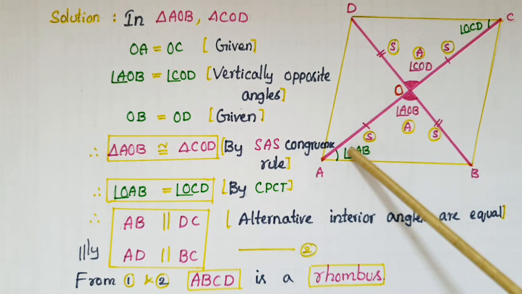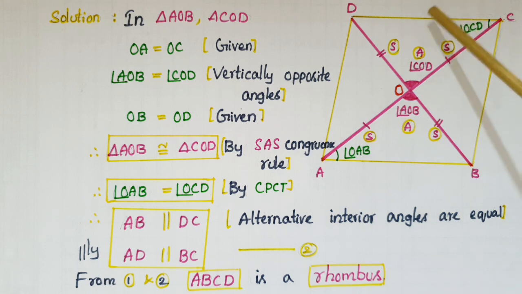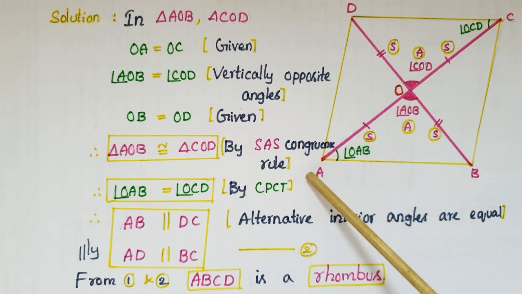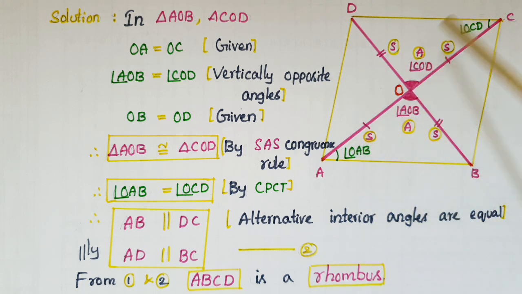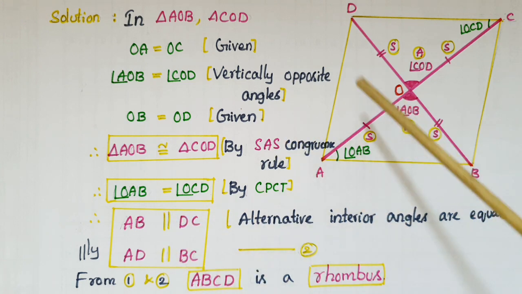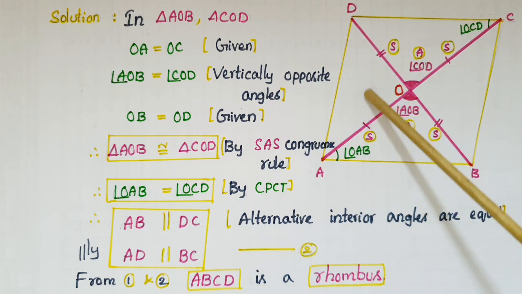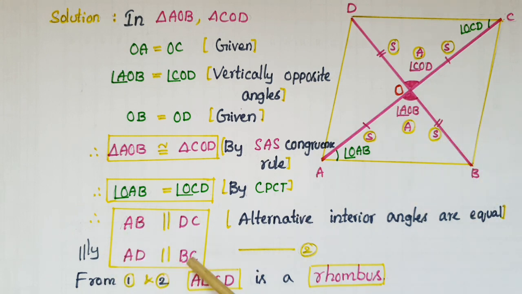If you observe, these two angles are alternate interior angles of these two lines with AC as the transversal. We know that if a transversal intersects two parallel lines, then alternate interior angles are equal. So here the alternate interior angles are equal, and we can say that AB is parallel to DC. Similarly, we can prove that AD is parallel to BC if you take these two triangles. Once we have proved these two pairs of lines are parallel, and we already proved all sides of this quadrilateral are equal, we can say that from 1 and 2, ABCD is a rhombus.